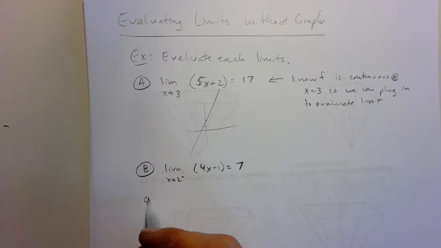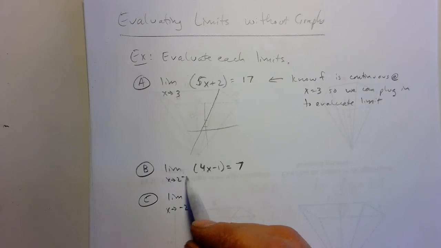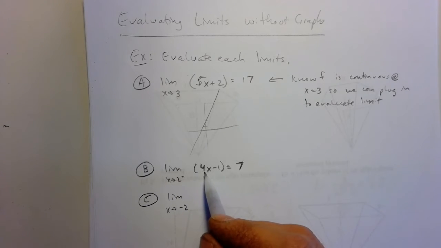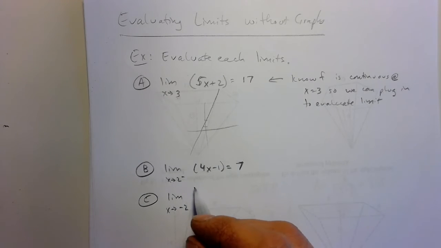Sometimes you might have something similar to that, and in this case x is approaching negative 2. It doesn't matter that it's only approaching from the left. The limit as you approach from the left is the same as what the value actually is at 2. So we can just plug in 2 to get our value there.